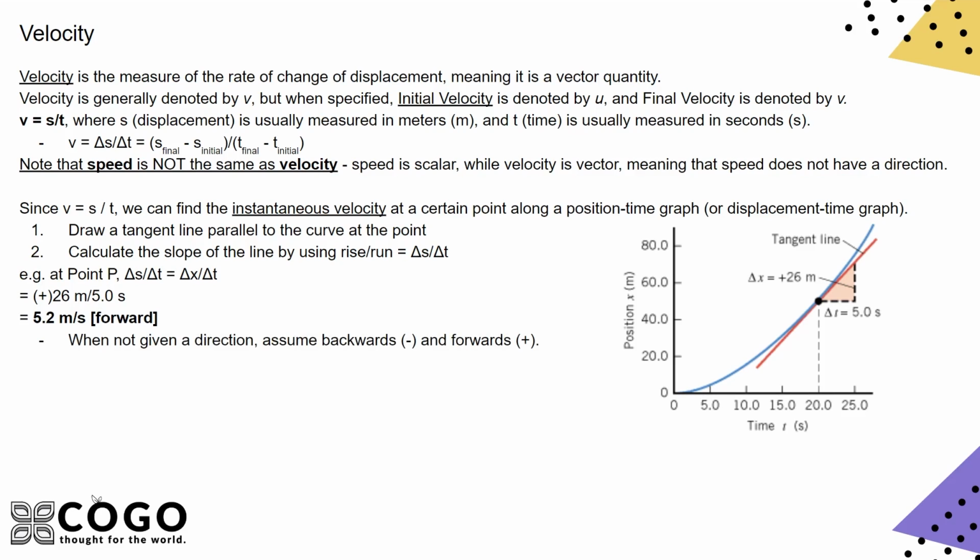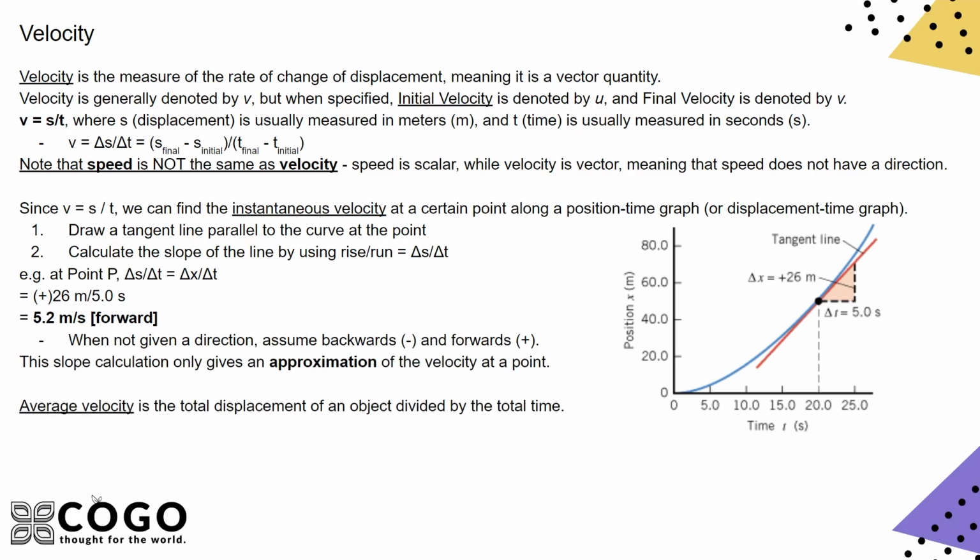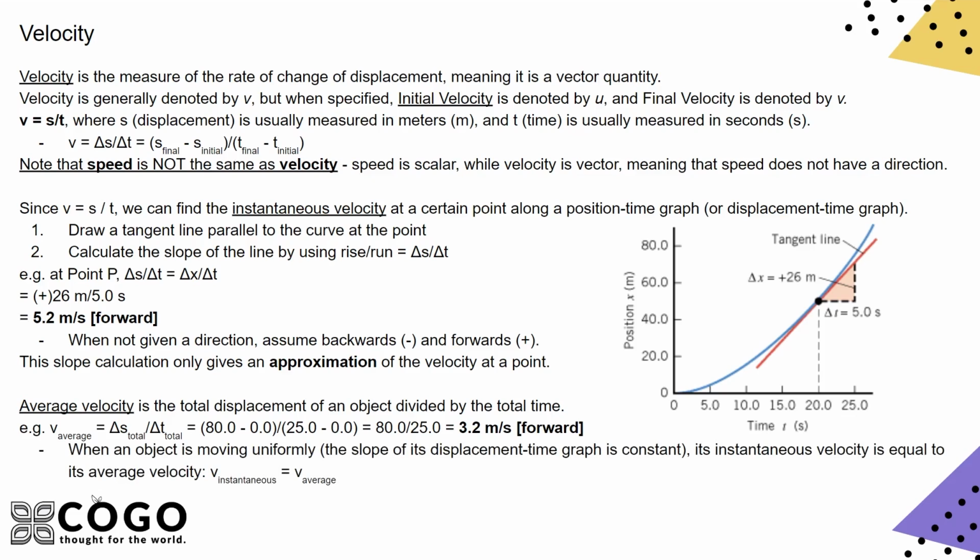When we are not given a direction, we can assume that backwards is negative and forward is positive. Keep in mind that the slope calculation only gives an approximation of the velocity. Depending on how you drew the slope, the velocity could vary. Average velocity is the total displacement of an object divided by the total time. For example, average velocity equals total change in displacement over total change in time, which gives us 3.2 meters per second forward. When an object is moving uniformly, or in other words, when the slope of its displacement-time graph is constant, its instantaneous velocity is equal to its average velocity.